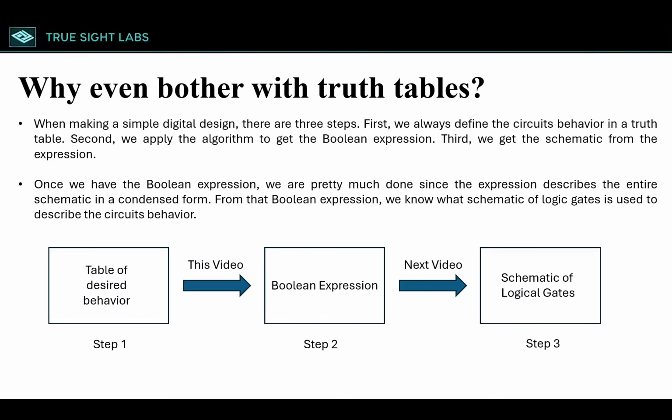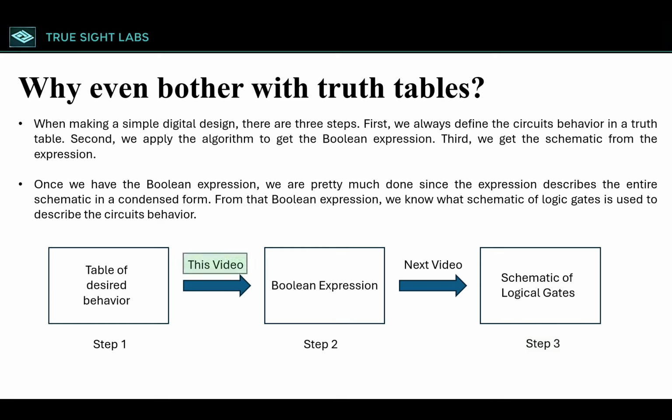So why do we even bother with truth tables? Well, when designing a simple circuit, there are always 3 steps. The first step is to define the behavior of the circuit in a truth table. The second step is to then apply an algorithm to that table to extract the Boolean expression that the table is encoding. Then the last step is to convert that Boolean expression into a schematic. With those 3 steps, you can design any simple circuit.